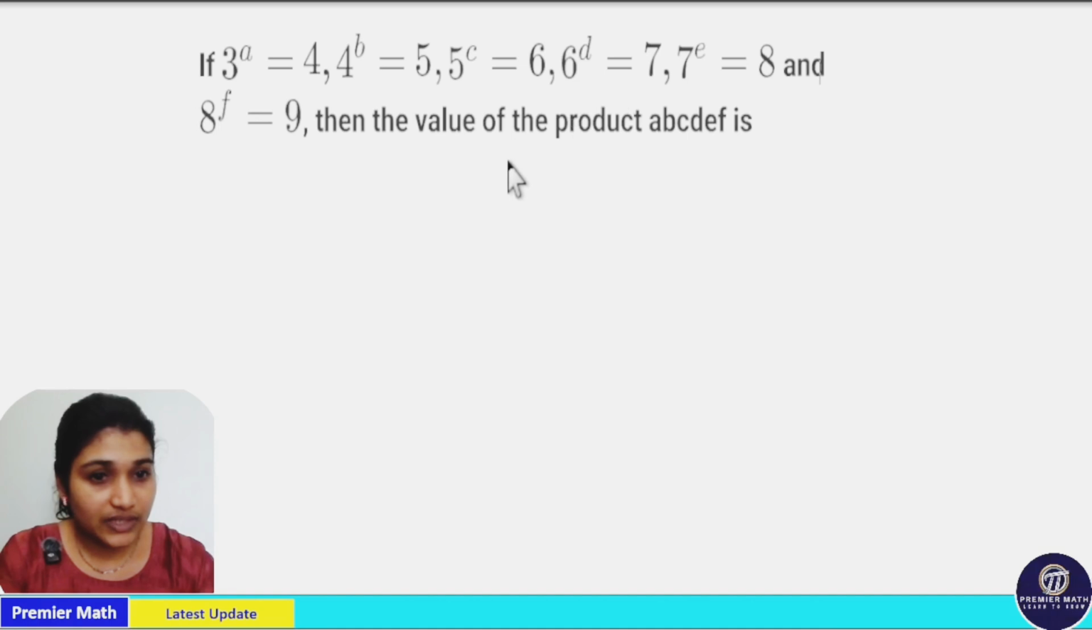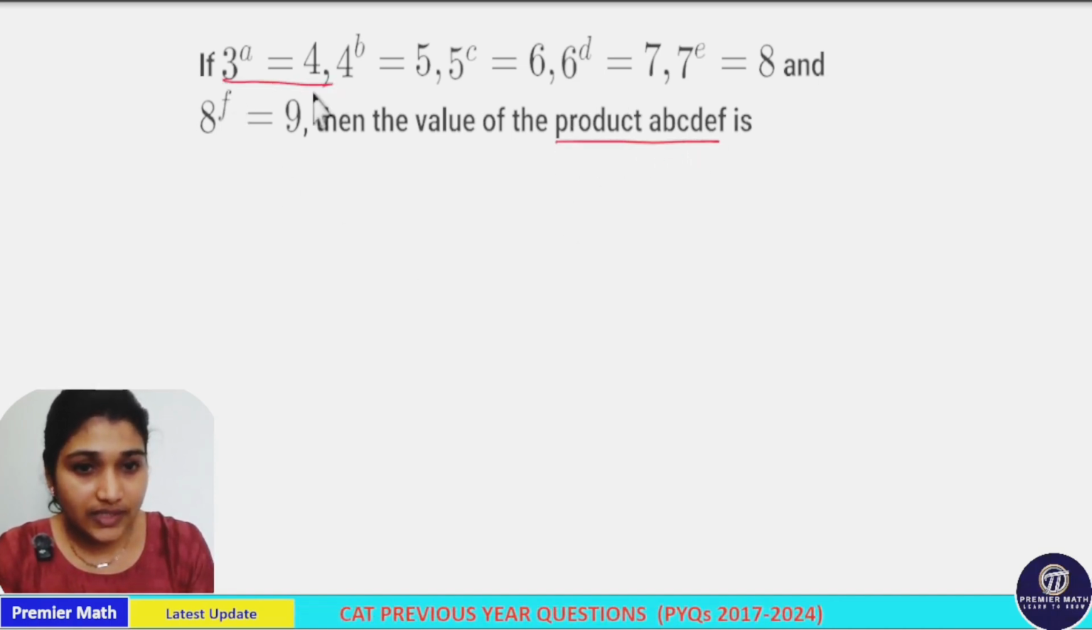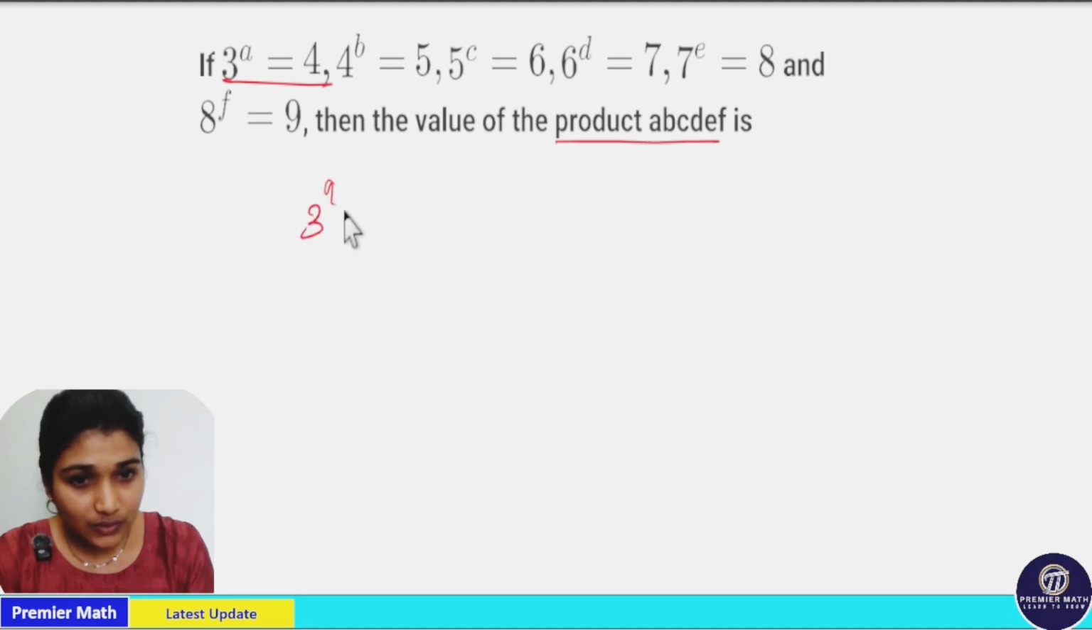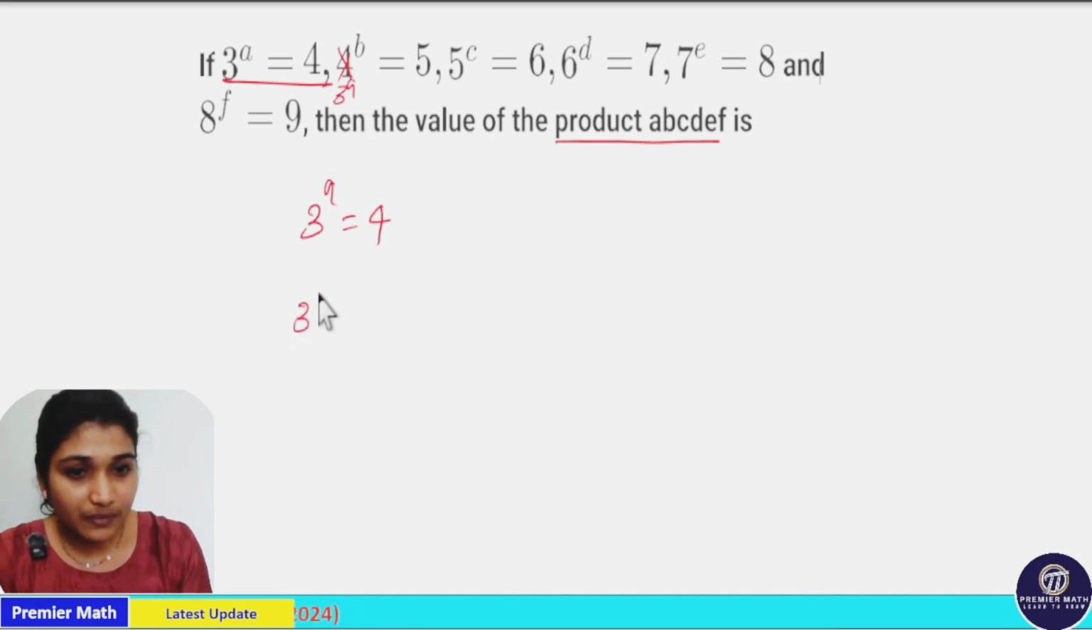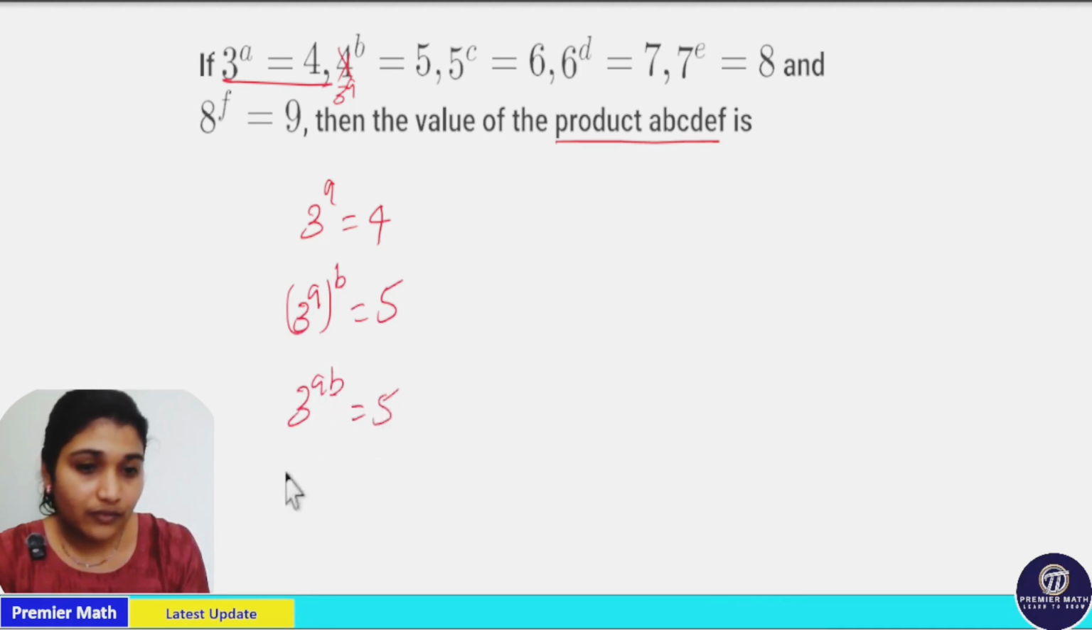Here some values are given. Then find the product of A, B, C, D, E, F. Here 3 raised to A is equal to 4. Now 4 raised to B is 5, so substitute 3 raised to A in place of 4. Then it will become 3 raised to A, the whole raised to B, is equal to 5. That is 3 raised to AB is equal to 5.